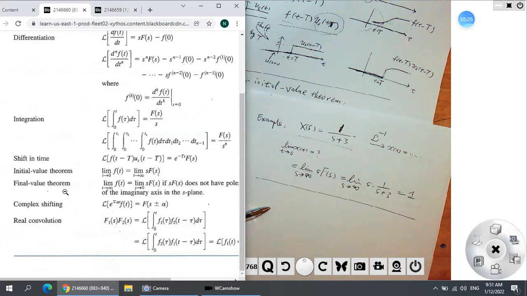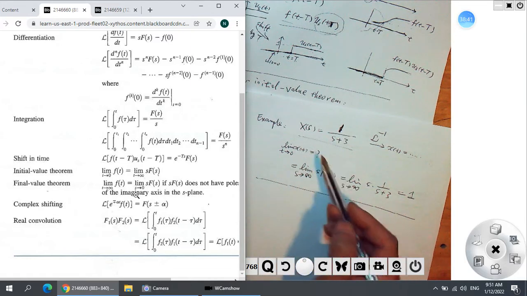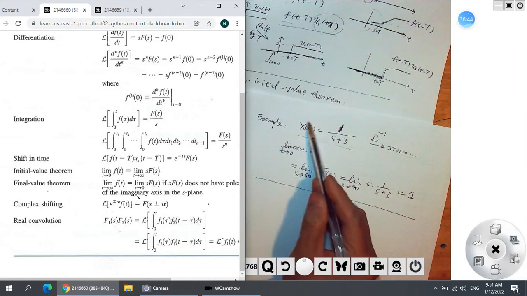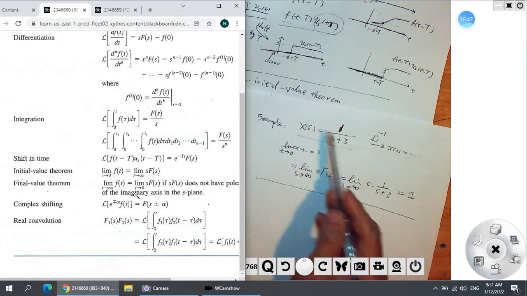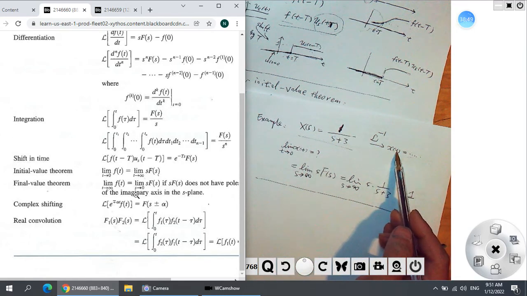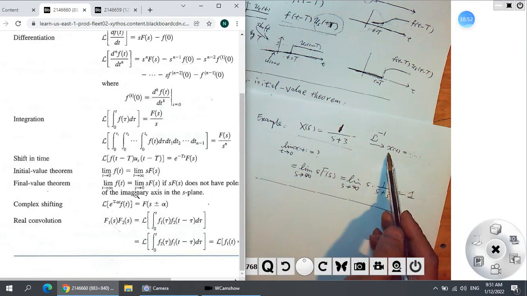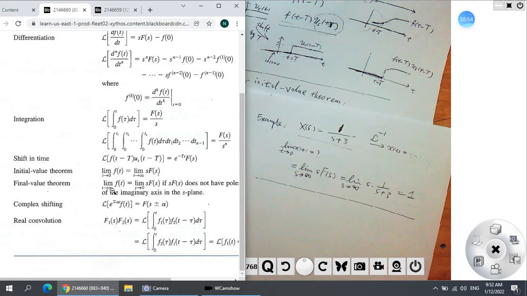Final value. Here we have a function f of t. We want to find the final value, that means t goes to infinity. What is the value of this f of t? A similar thing: if we have the function in the s domain, we have its Laplace transform, we do not know what the signal is, we only know this one, then you can use this formula. It's still s times F of s, but now s tends to 0.